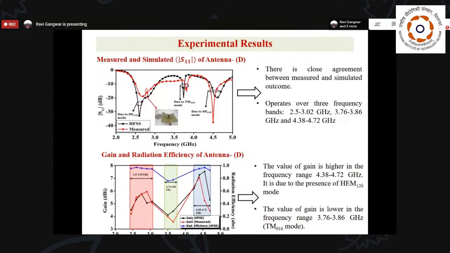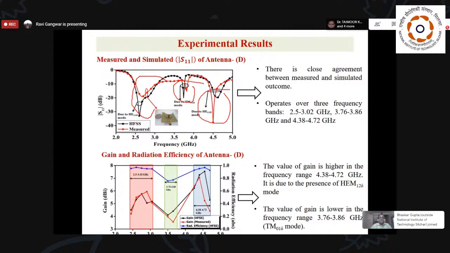So when I see the comparison of the simulated and measured results, I can say that we are able to get three different bands due to the three different modes inside the DRA, and each mode has its own characteristics and its own band. So here we are able to get these three different bands in the dielectric resonator antenna.